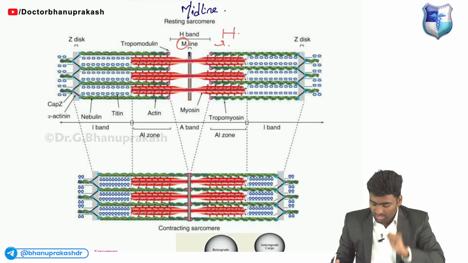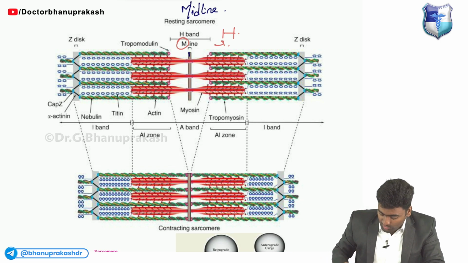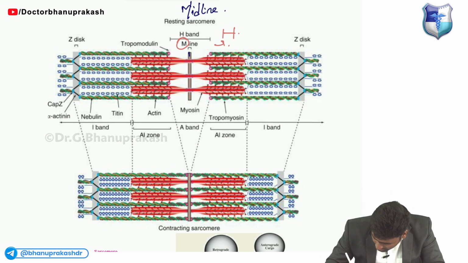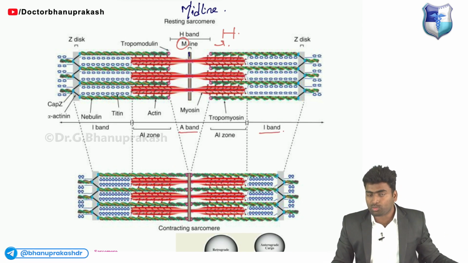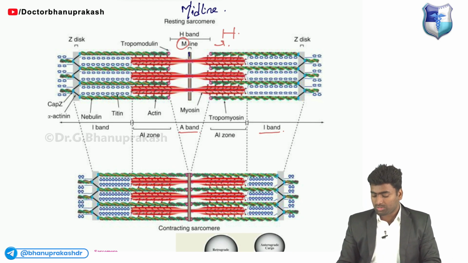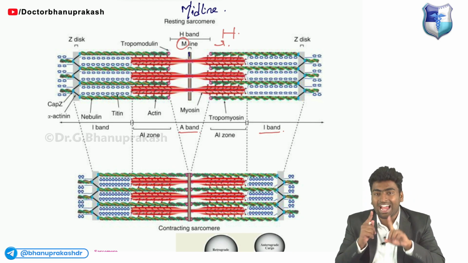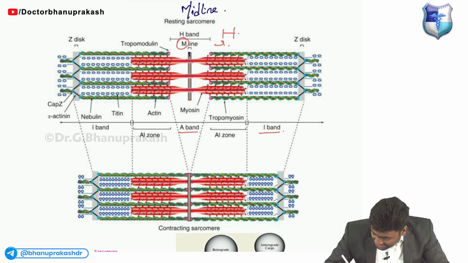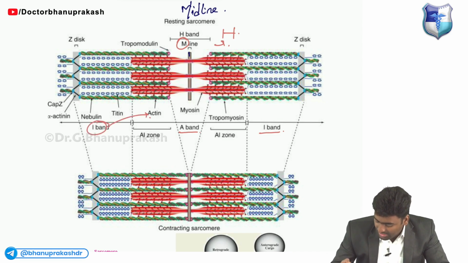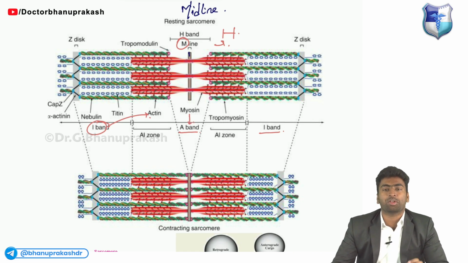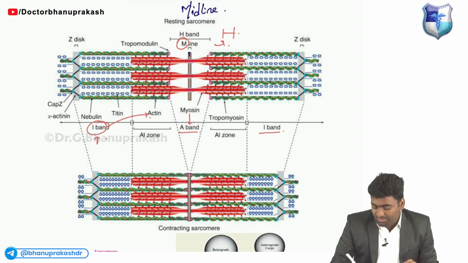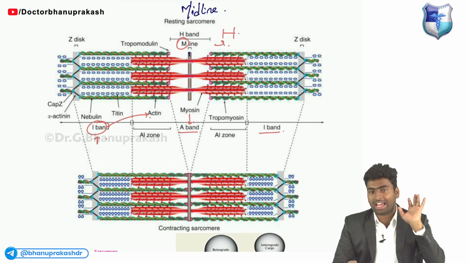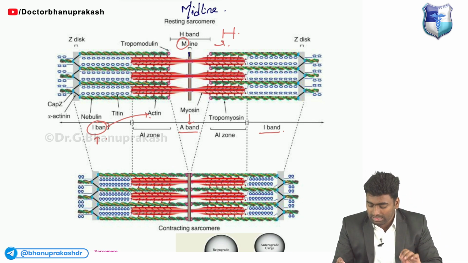Then after that there are 2 more bands. One is known as the A band, and another is known as the I band. There are a few important proteins, out of which we need to know 2: one is actin, another is myosin. Actin doesn't go with A. Actin will be present in the I band, whereas in the A band you will see myosin. Just remember, the I band has actin, and myosin will be seen only in the A band.